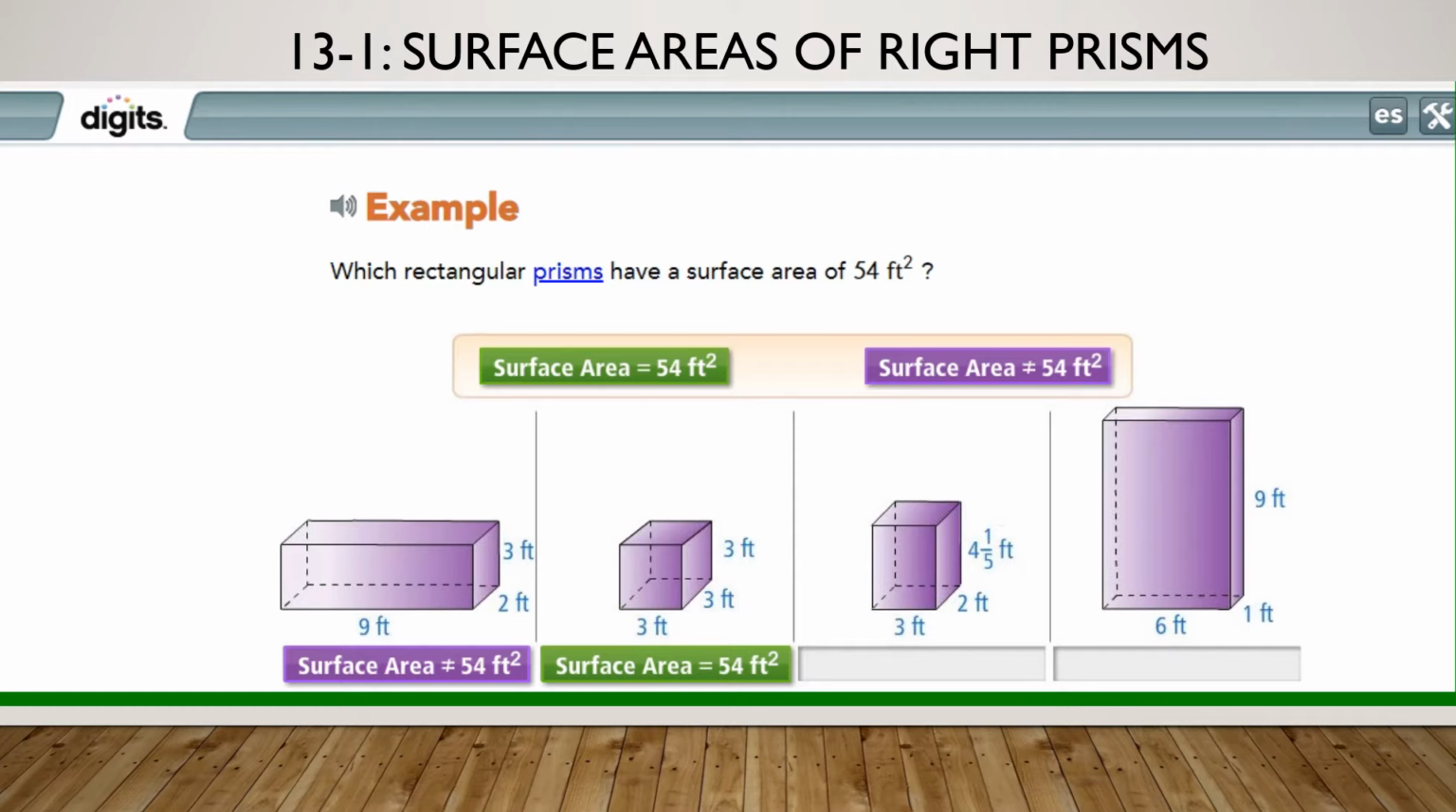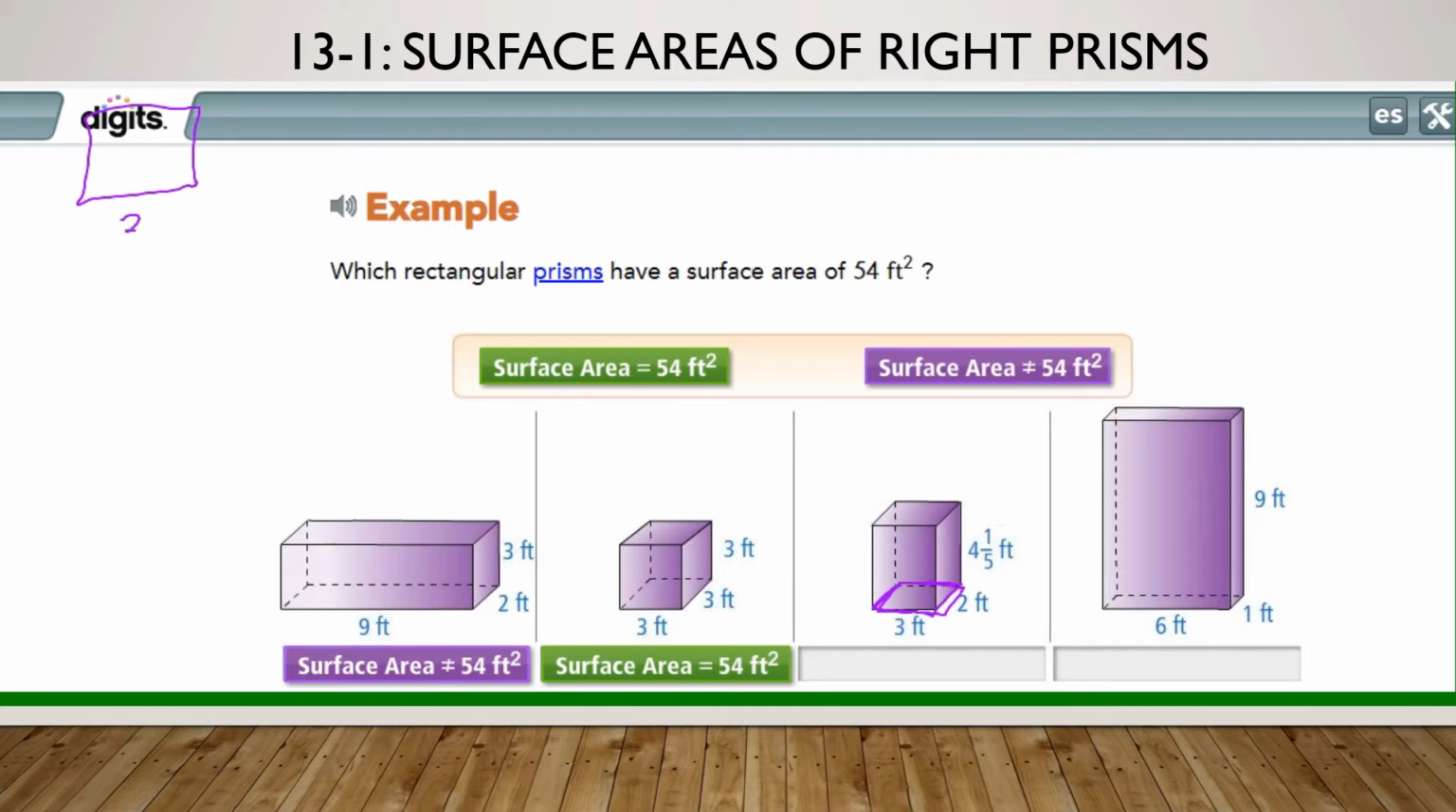Now the third rectangular prism, I'm going to use the bottom as my base this time. Now you can use the side as your base, it doesn't matter, but I use the side for this base, so I'm going to switch it up. We're still going to use the same formulas. First, I'm going to write what my shape will look like.